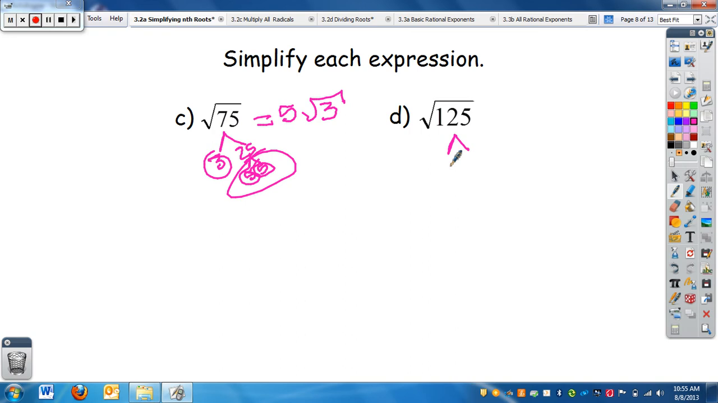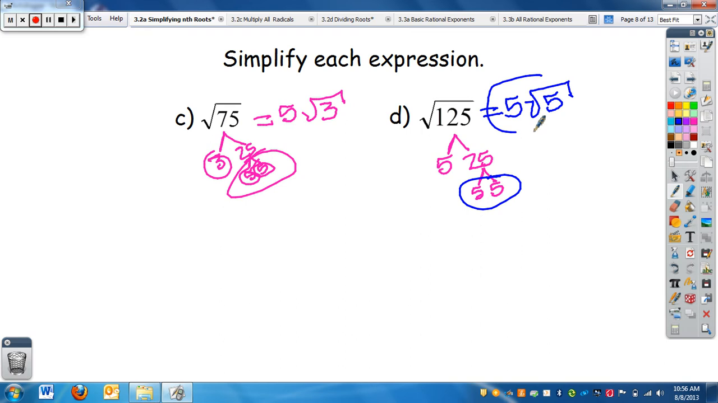Square root of 125, that's 5 and 25, and 5 and 5. Well, I have a pair of 5s, so 1 5 gets to break out, but I can't have 3 of them, only 2, so that extra 5 has to stay in.